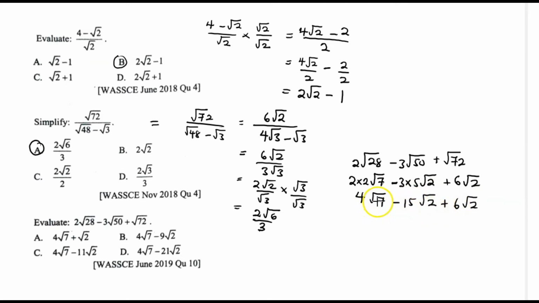Unlike surds cannot be added. Therefore, we maintain the 4 root of 7. And then negative 15 plus 6 will give us negative 9. So we have negative 9 root of 2. So simplifying the question, we have 4 root 7 minus 9 root of 2, which is possible answer B.